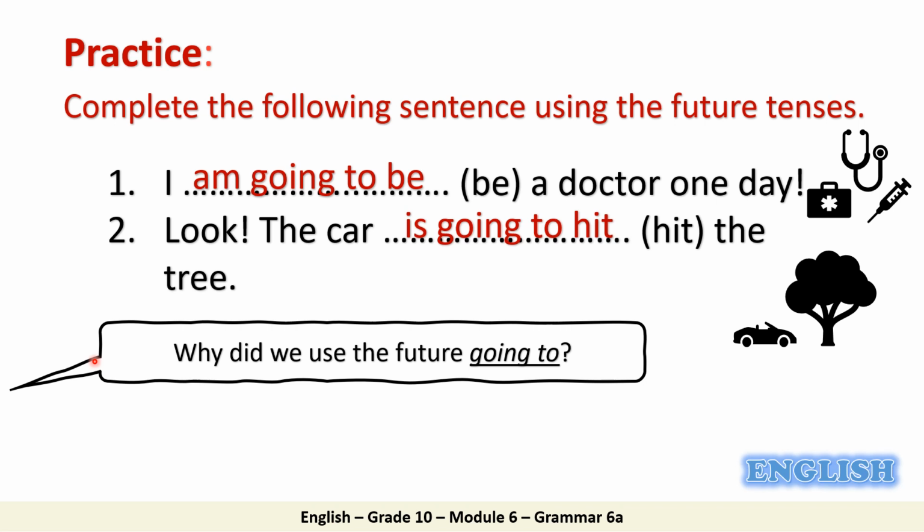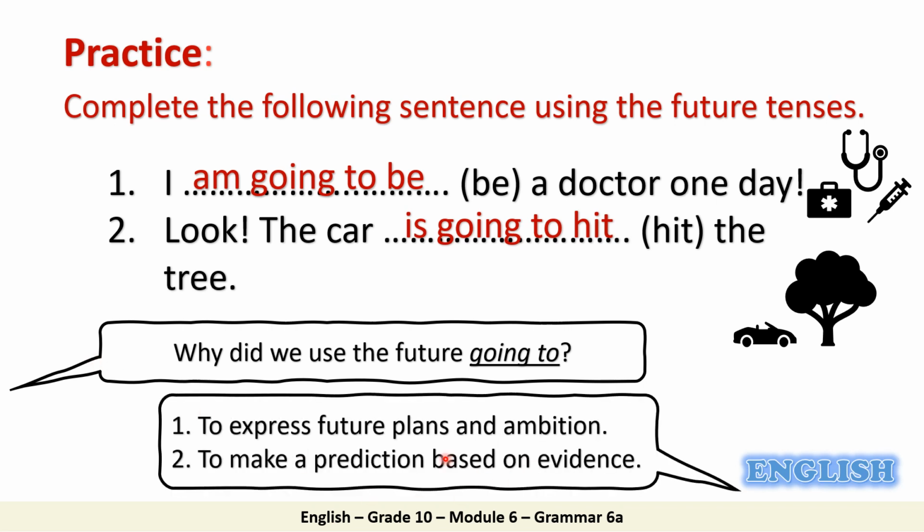Let's check your answers. The first one, "I'm going to be a doctor one day," is about future plans. And the next one, "Look, the car is going to hit the tree," is about making a prediction based on evidence. Well done, everyone.